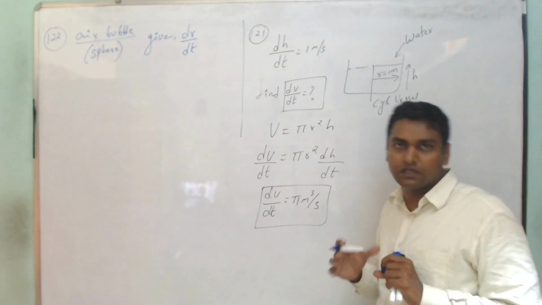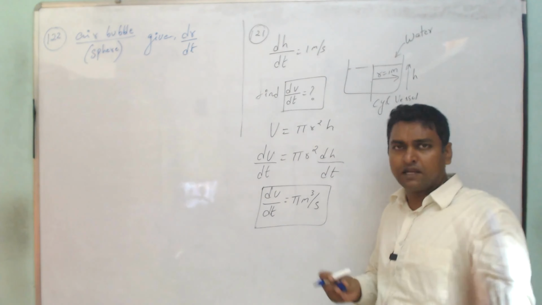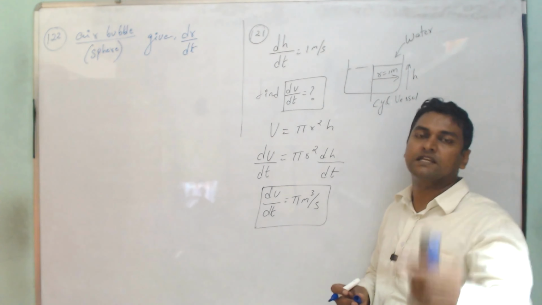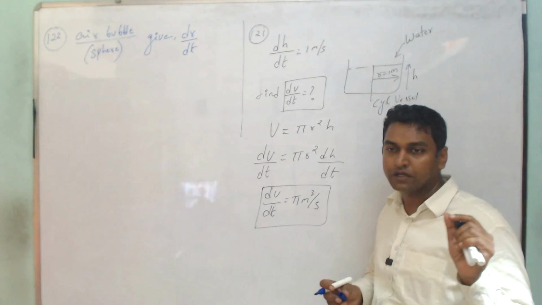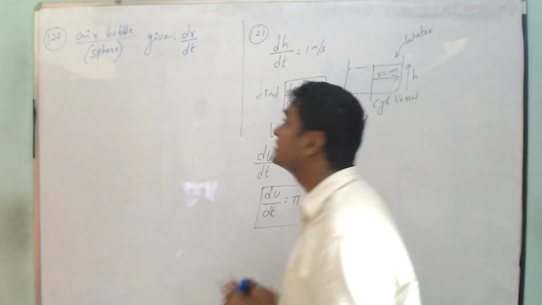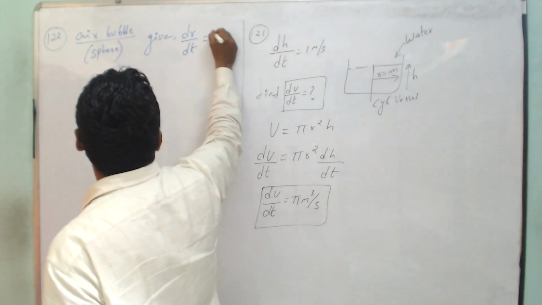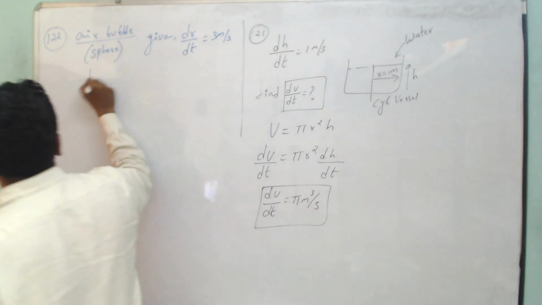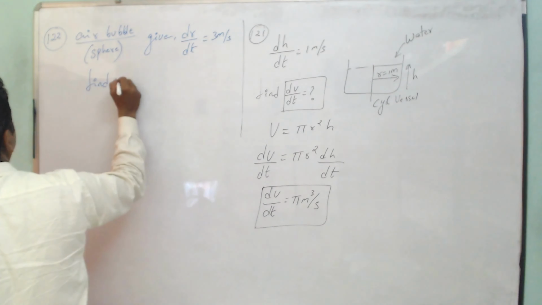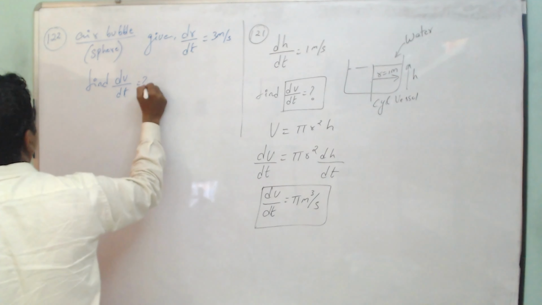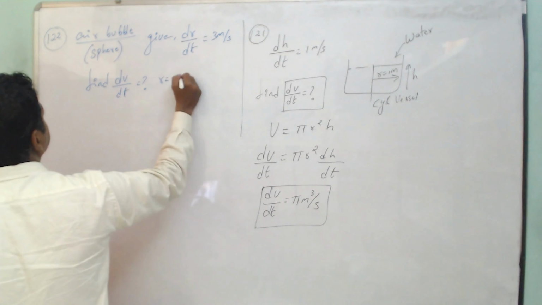The rate at which the radius is increasing or the rate at which the radius is decreasing, that's how he will put it. So the rate at which the radius is increasing, dr by dt, is given as 3 meters per second. Find the rate at which the volume is increasing when the radius is 2 meters.